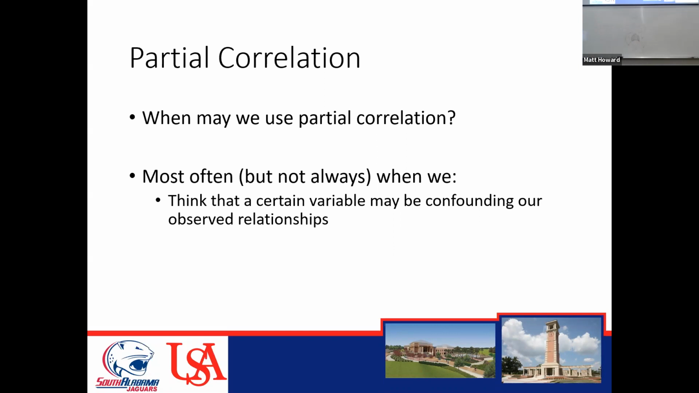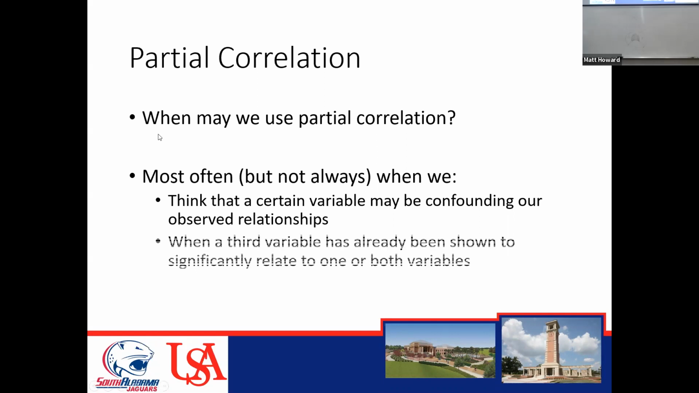Any other questions or comments about this so far? Okay. And then the other instance we might want to use partial correlations is if a third variable has already been shown to significantly relate to one or both of the variables. If a third variable is already established as being extremely important in explaining this outcome, then you might want to control for it because you already know it's important. You already know that it predicts this outcome. So anything new you want to add, you should be looking at the effect of the new thing beyond what's already established, the relationship between the new thing and your outcome beyond what we already know predicts that outcome.